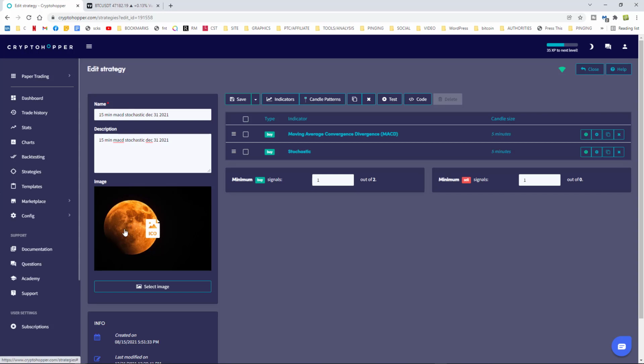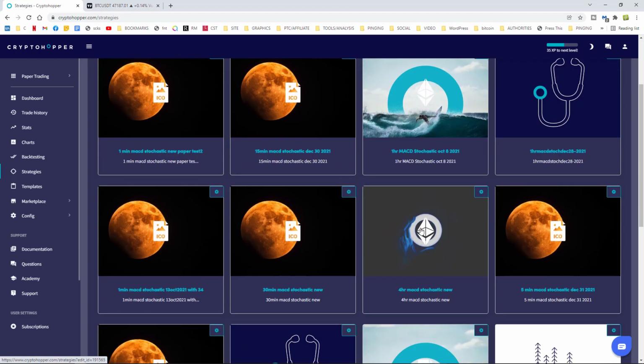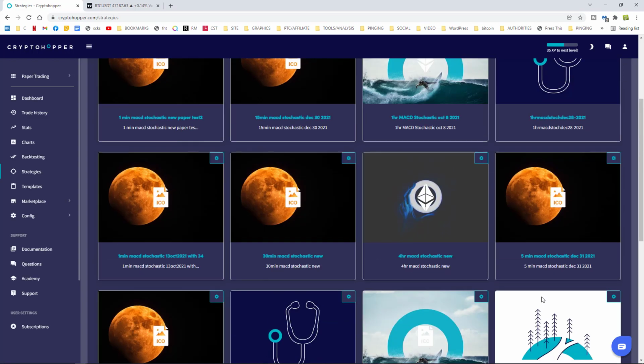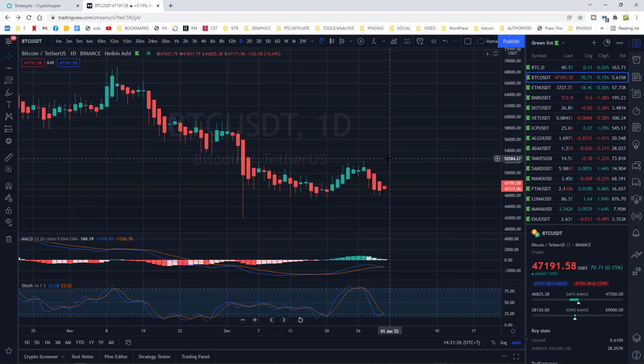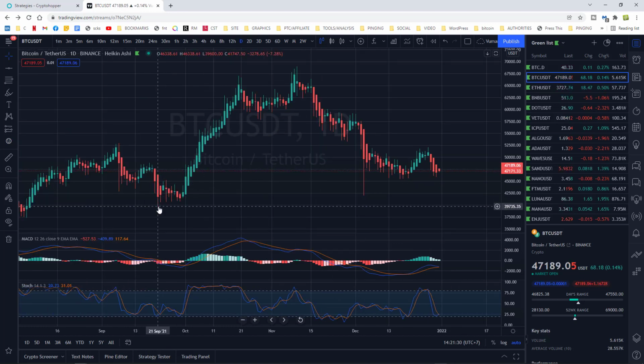That's how I've got it, if I click on strategies: 15-minute stochastic MACD, 1 hour MACD stochastic, and basically I believe that the 5-minute MACD stochastic would work absolutely the best on the very bottom of a dip.